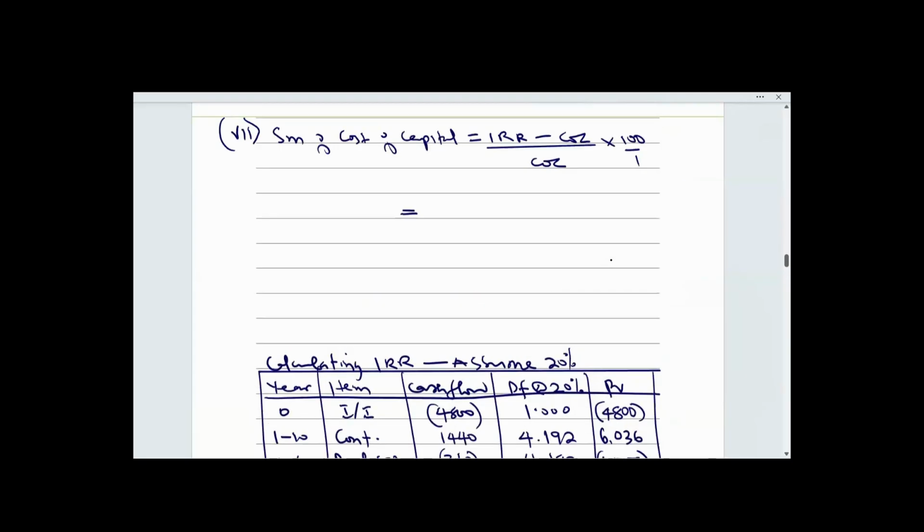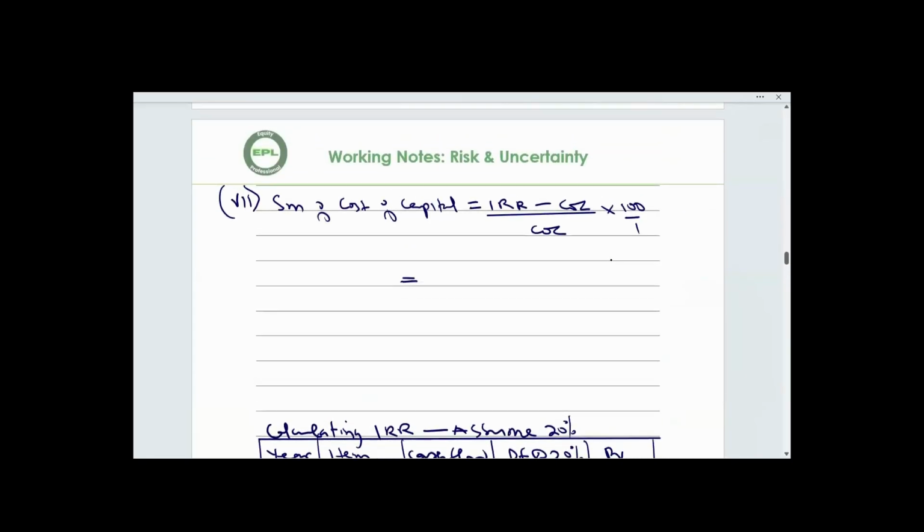Then go back to our sensitivity margin. So IRR is 18.38 minus cost of capital of 17%, over 17%, multiplied by 100 over 1. Final answer, give it to me. What do you have? 8.1%.